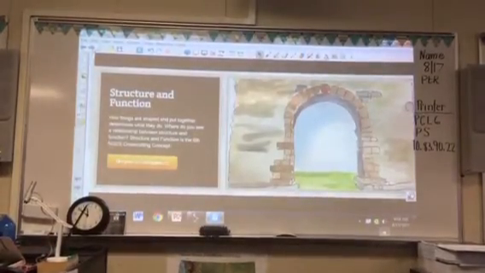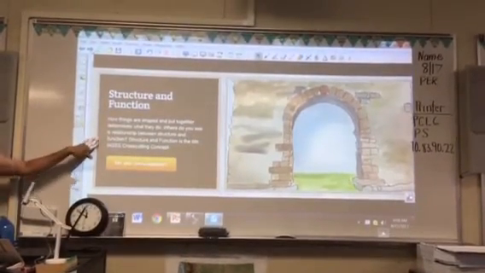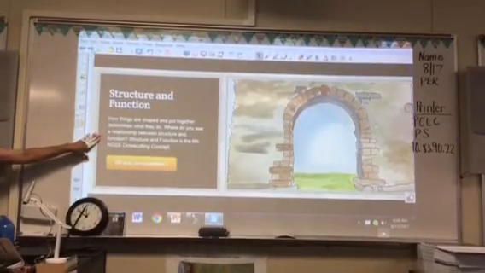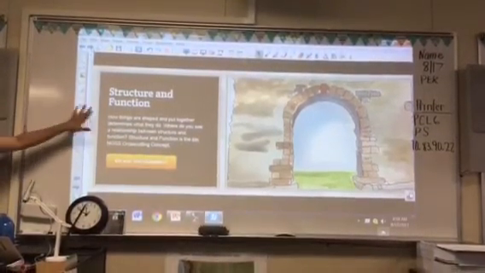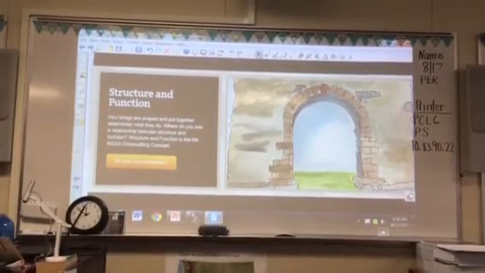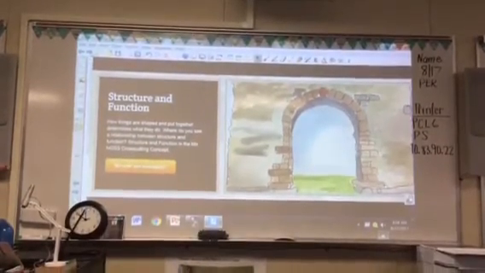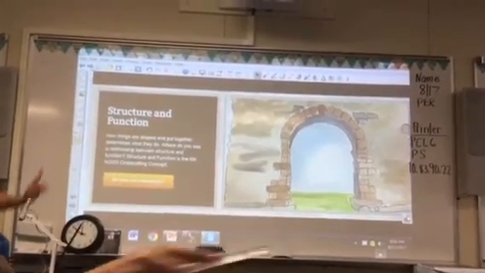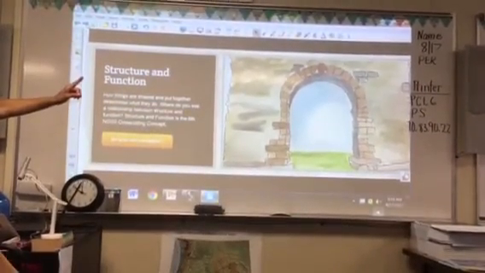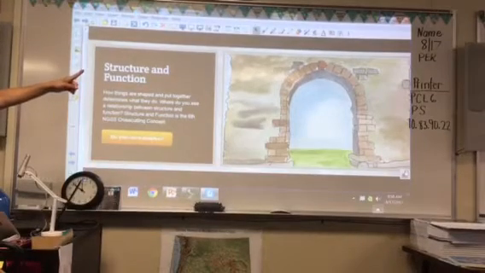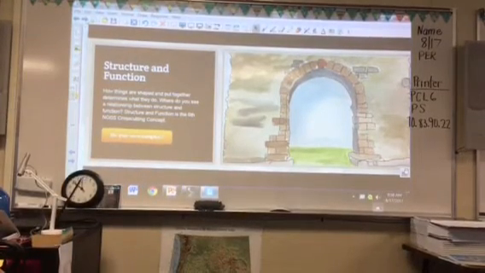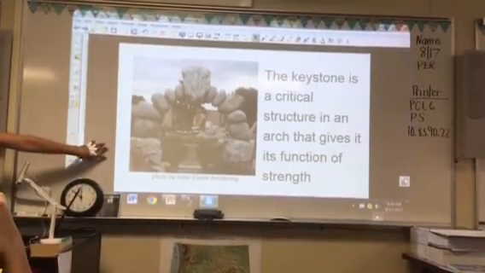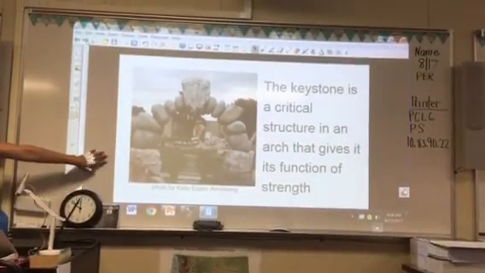All right, the next concept is called structure and function. Repeat that. Structure and function. Okay, so structure and function are how things are shaped and put together to function, to perform a task. In this picture, we see that the center rock in this structure is red. It has a special name. It's called a keystone.